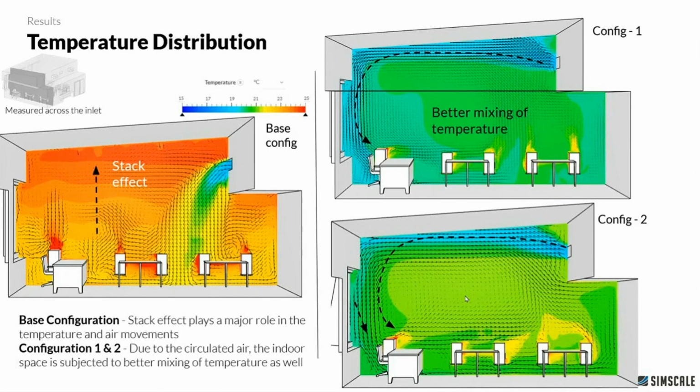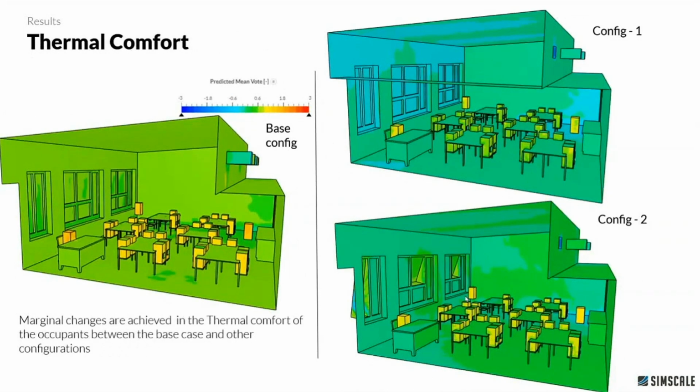The next slide will give you a clear idea about how this temperature distribution affects the thermal comfort of the occupants. Here on the left, for the base case, you can already see the occupants are in yellow color, and what that means is, according to the predicted mean vote scale, anything above 0 is warmer for the occupants. So the yellow color symbolizes around 0.8 to 1 for the predicted mean vote, which means the occupants are feeling a little bit warmer than required.